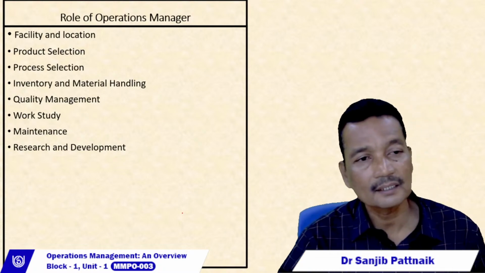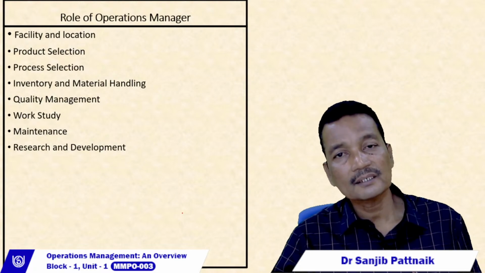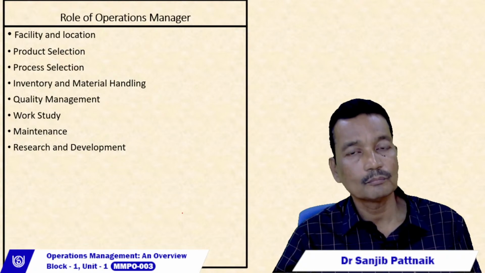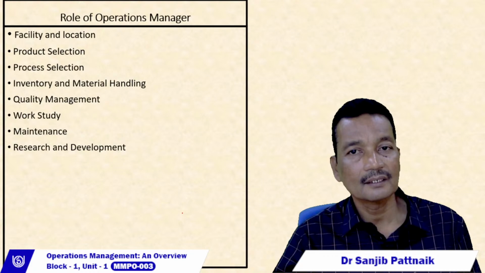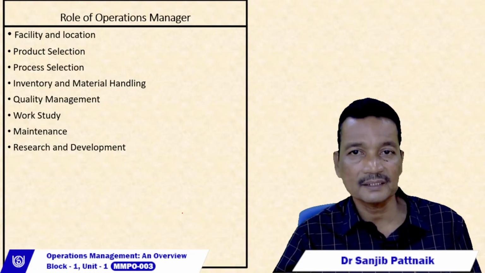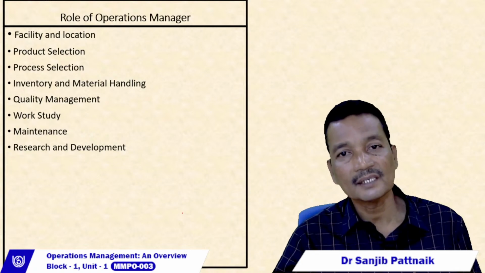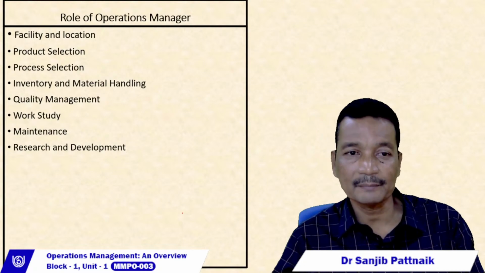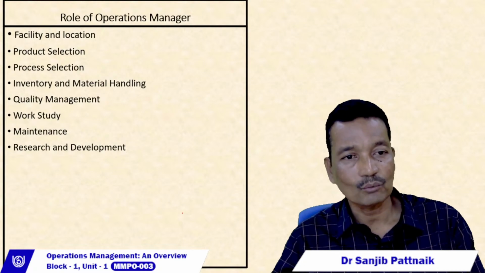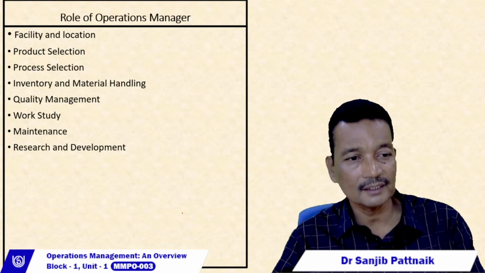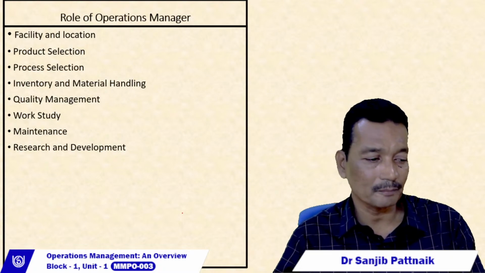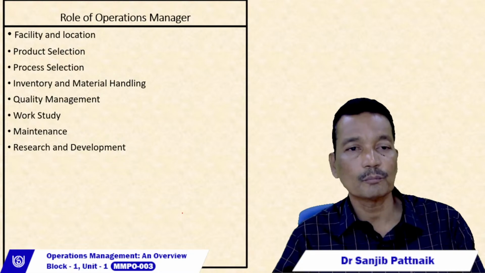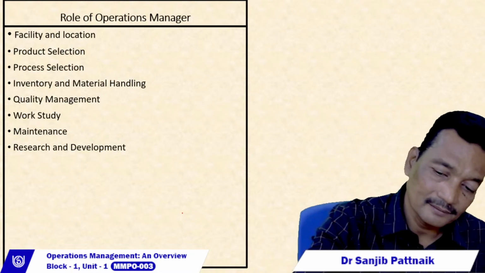Then we look at the process. What is the kind of transformation we'll be having, and accordingly what is the kind of machineries or equipments we shall be using, or the technical know-how. Apart from that, we shall be having inventory and material handling, quality management, the work study, maintenance, research and development, as we have discussed in the scope of operations management.